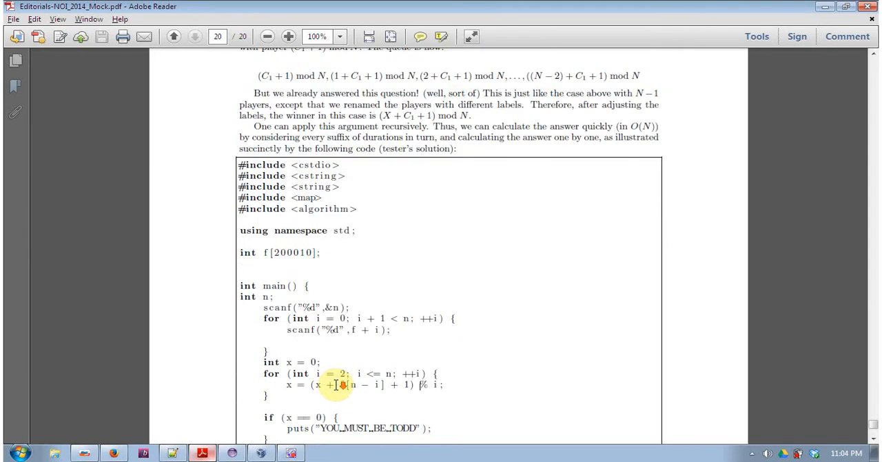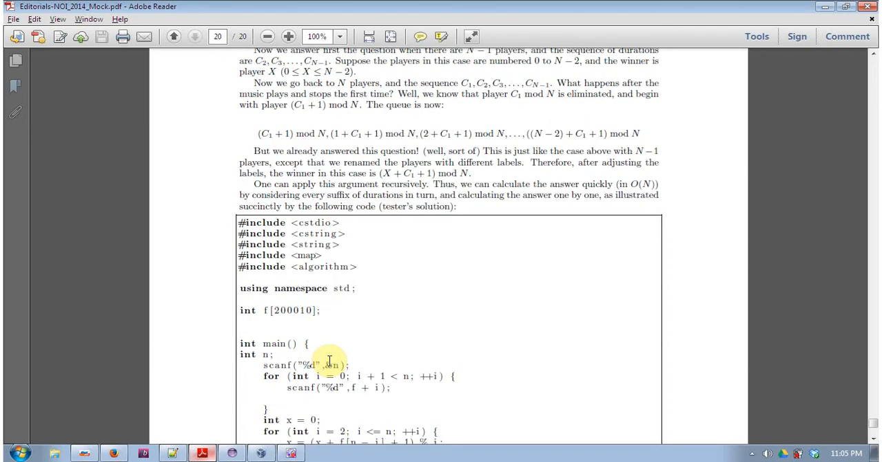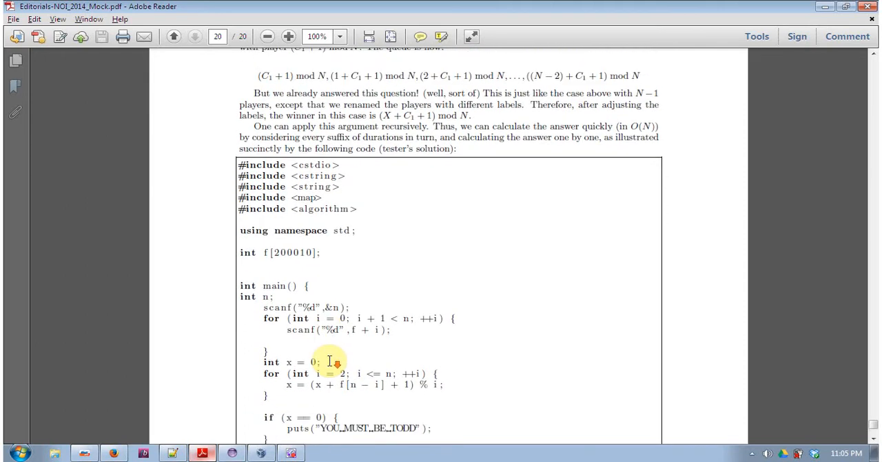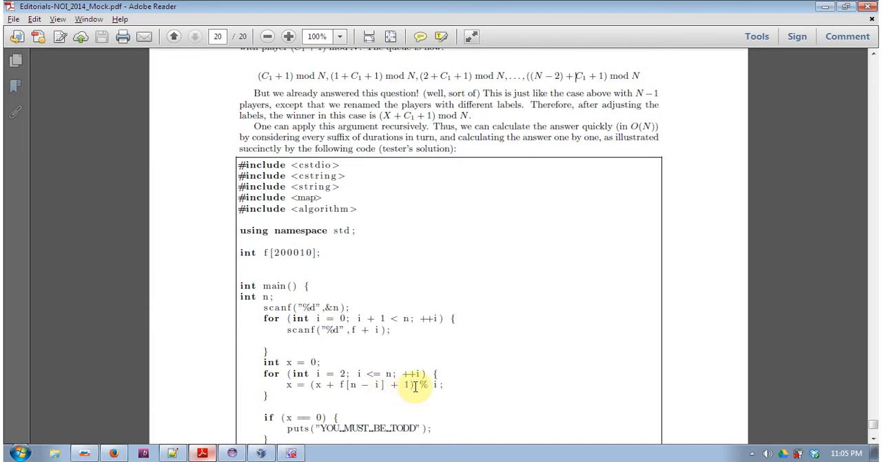So the formula is just n plus c of I. So this is denoted by n minus I plus 1, mod n. So for the first elimination, this is n mod n. Oh, sorry, this is n. And then for the second one, it's n minus 1, and for the third one, it's n minus 2, and so on and so forth until we reach 2. So this is just the reverse.